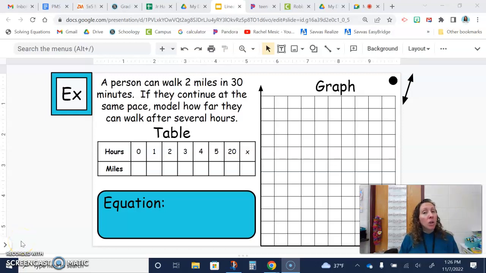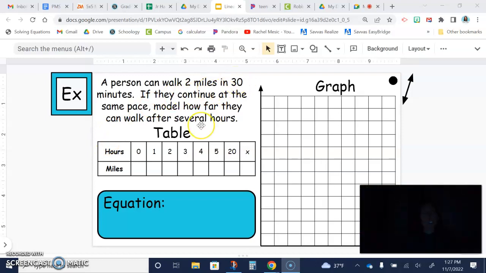Today we are going to work on creating tables, graphs, and writing equations to model proportional relationships. All right, so here I have a word problem. A person can walk 2 miles in 30 minutes. If they continue at the same pace, model how far they can walk after several hours. All right, so 30 minutes is half of an hour.